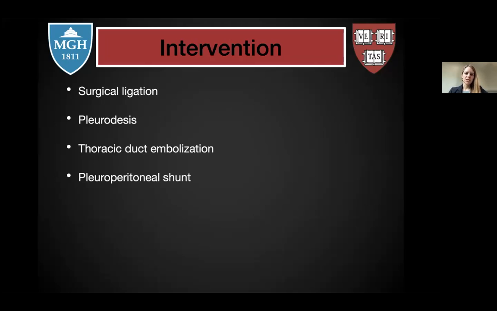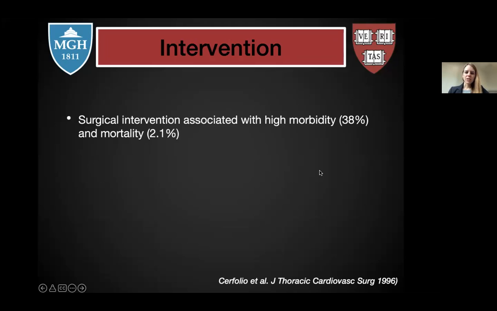Interventions include surgical ligation, which is usually a large procedure, particularly if these patients are already post-operative, and so they're placed at a higher risk for repeat intervention. Pleurodesis can be performed. Pleuroperitoneal shunts are rarely performed, and then in institutions where it is offered, thoracic duct embolization is a minimally invasive treatment option. Surgical intervention is associated, again, with high morbidity and mortality, and so where possible, avoiding repeat surgical intervention is ideal.